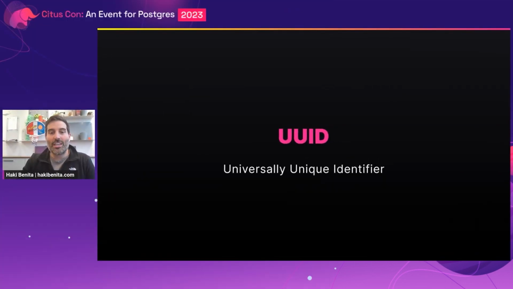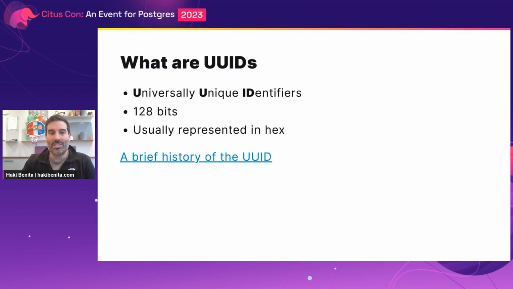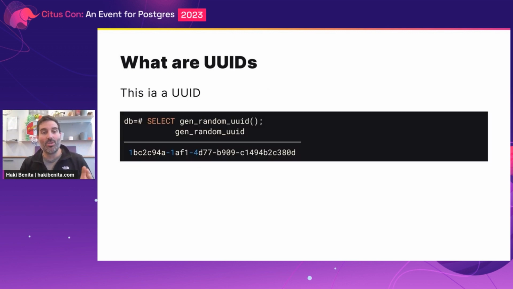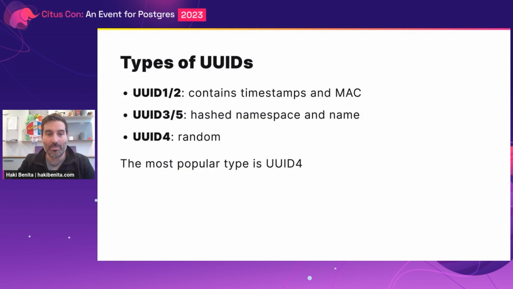So let's start talking about UUIDs. UUID stands for Universally Unique Identifiers. These are 128 bits, which are usually represented in hex. This is what a UUID looks like, okay? For example, in Postgres, you can use the function gen_random_uuid, and this is what you are going to get.